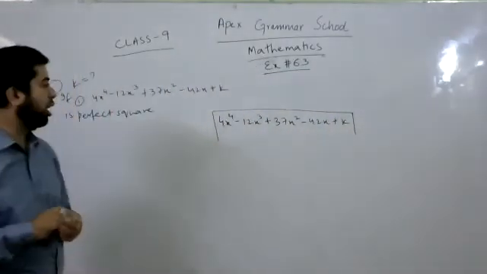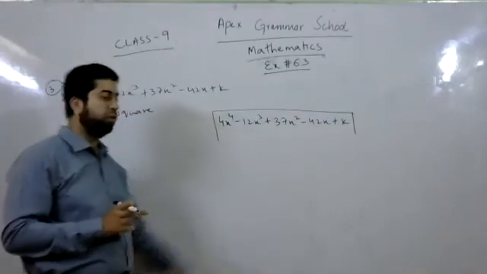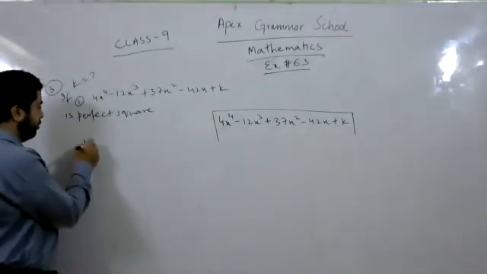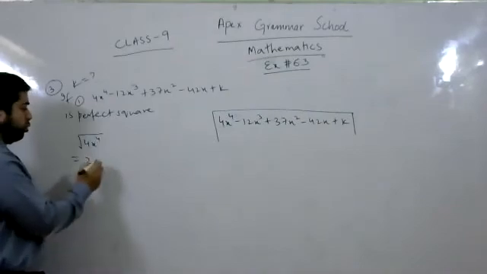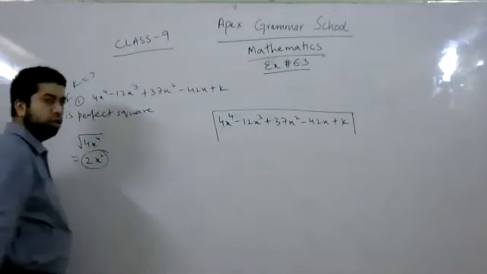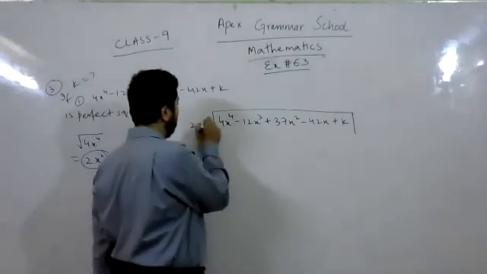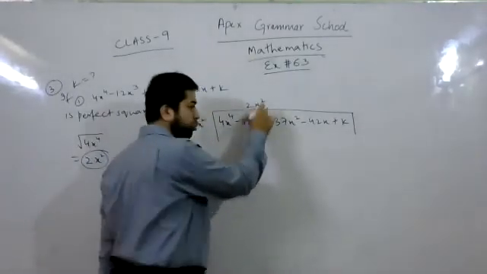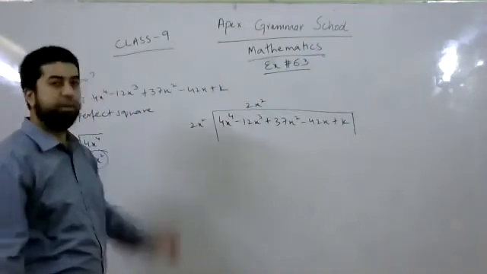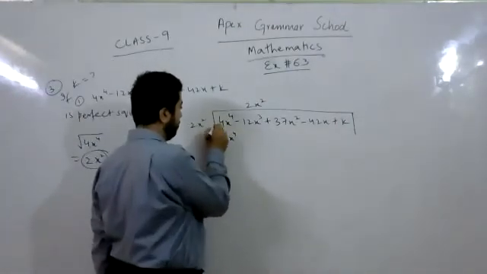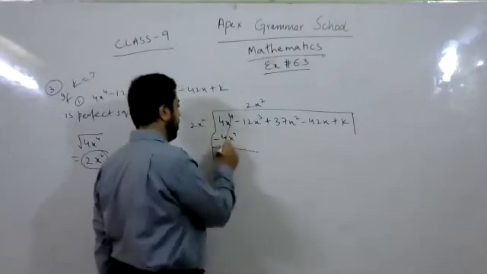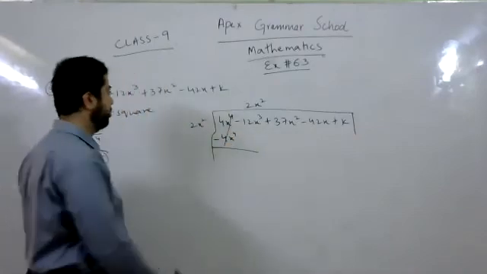First of all, 4x to the power 4, its square root is: 4's square root is 2, x to the power 4's square root is x squared. This 2x squared will be here and also here. 2x squared multiplied by this 2x squared makes 4x to the power 4. Negative sign cancel.